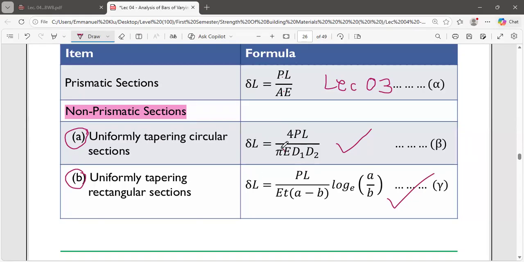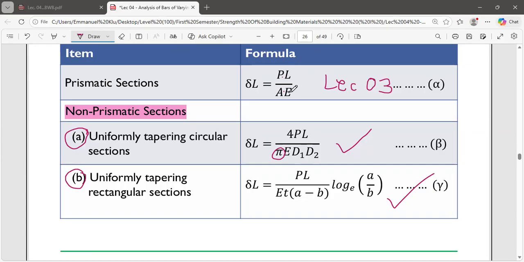Please, where is the pi coming from, and why was this pi adopted in this calculation? Simon Peter, kindly unmute yourself and talk to us. Because we are dealing with circular sections, we have to find the area, and to find the area we are going to use pi.